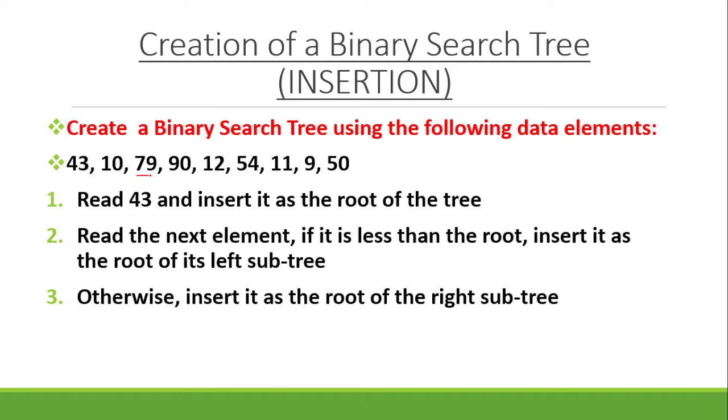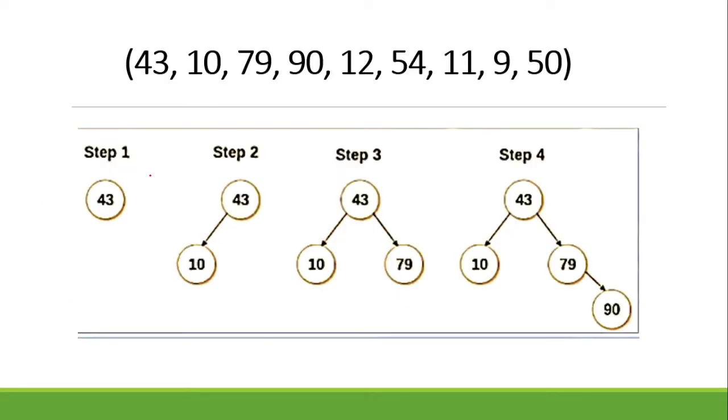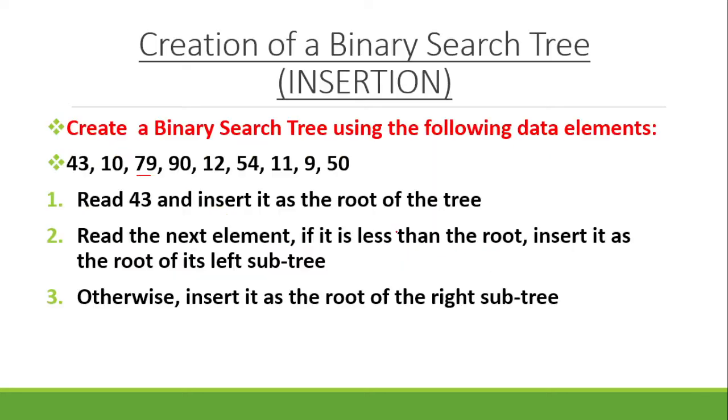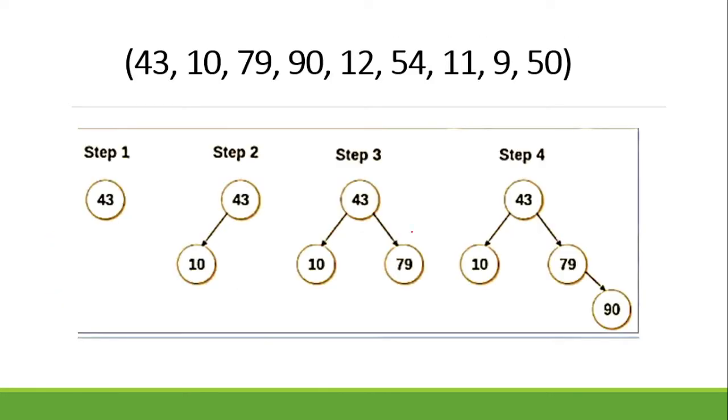It is 79. Now after step 2, I have 79 to insert. Where should it go now? Start from the root node 43. Compare the new value. The new value is greater than the root node. So where should it go? It should go to the right subtree of 43. So we have added 79 as the right child of the root node.